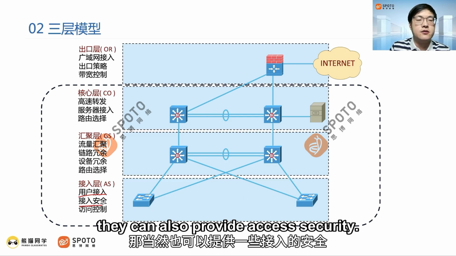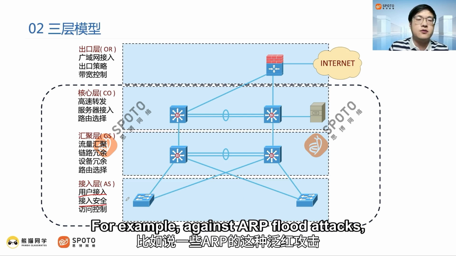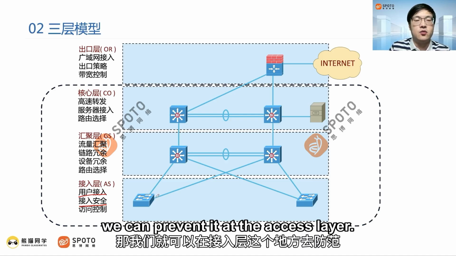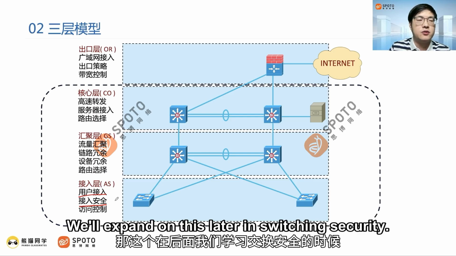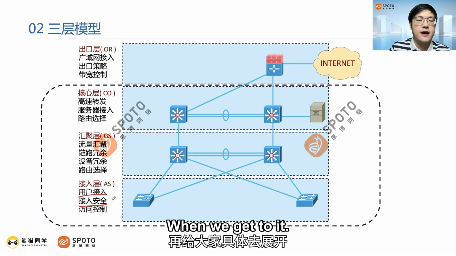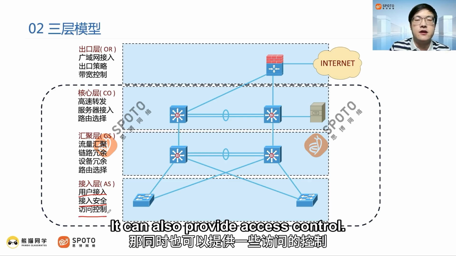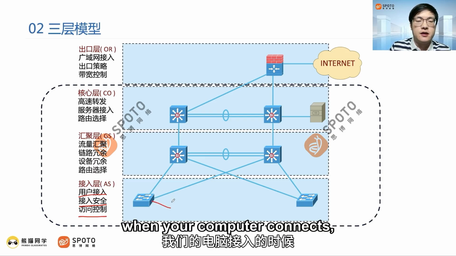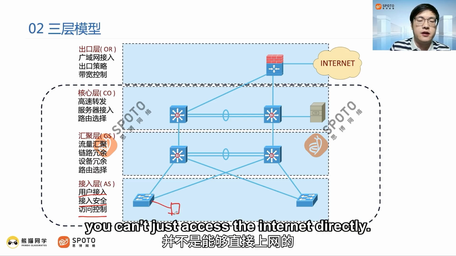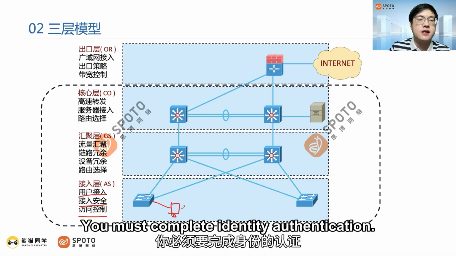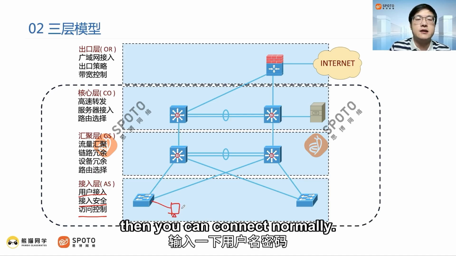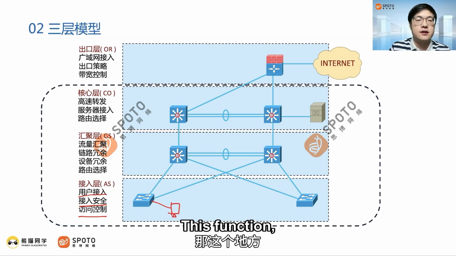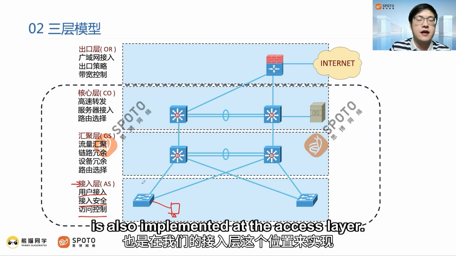They provide user access, right? Of course, they can also provide access security, for example, against ARP flood attacks. Such behavior we can prevent at the access layer. We'll expand on this later in switching security, when we get to it. It can also provide access control. Like in some schools, when your computer connects, you can't just access the internet directly. You must complete identity authentication, right? Enter a username and password, then you can connect normally. This function is also implemented at the access layer.